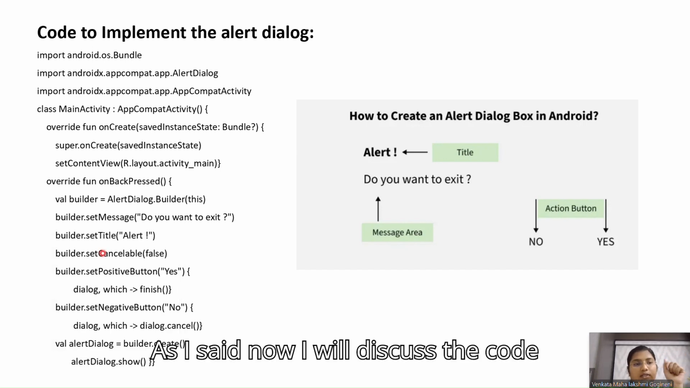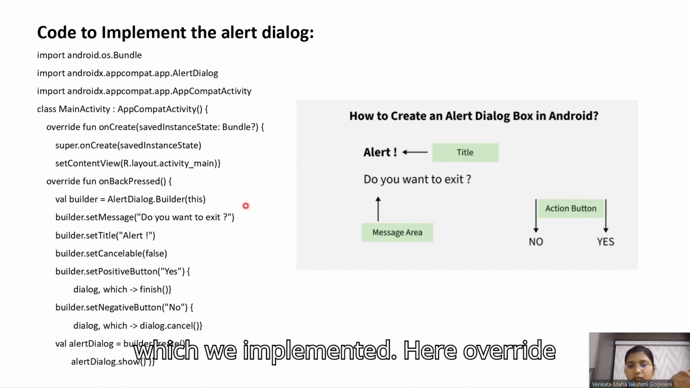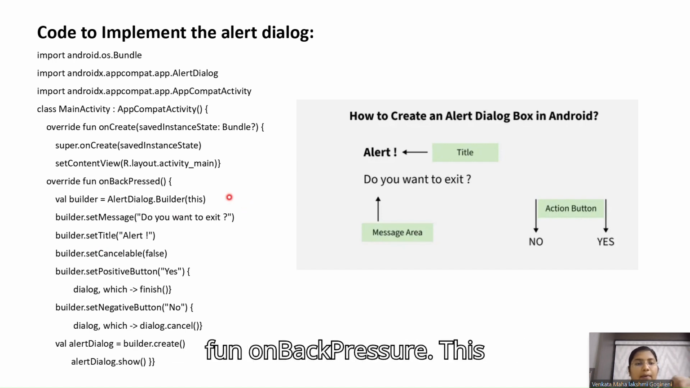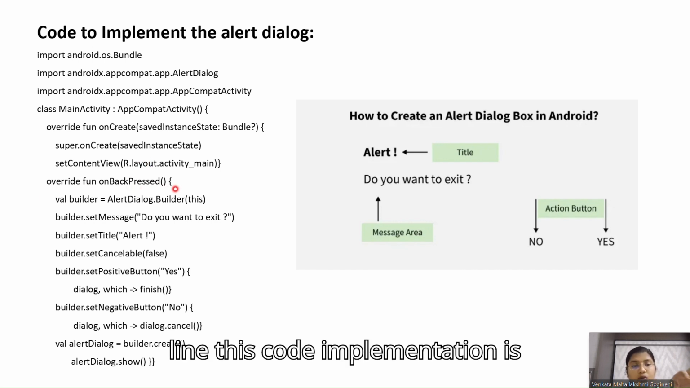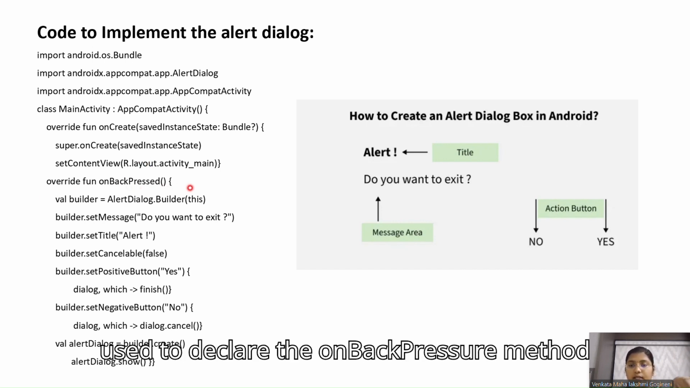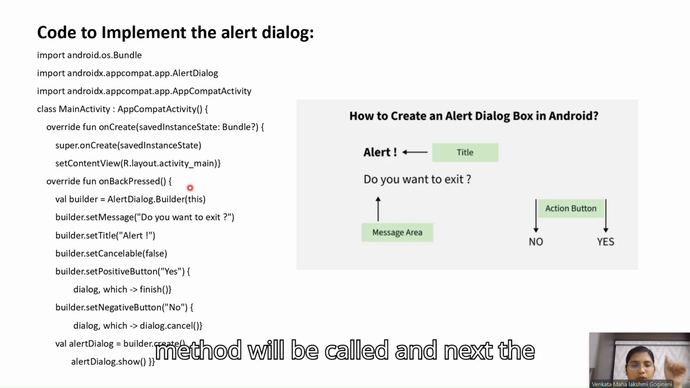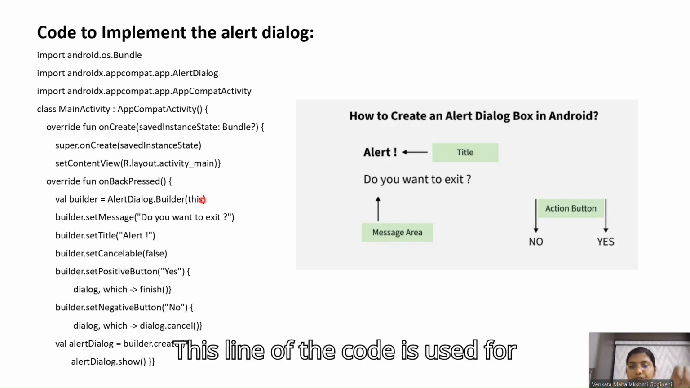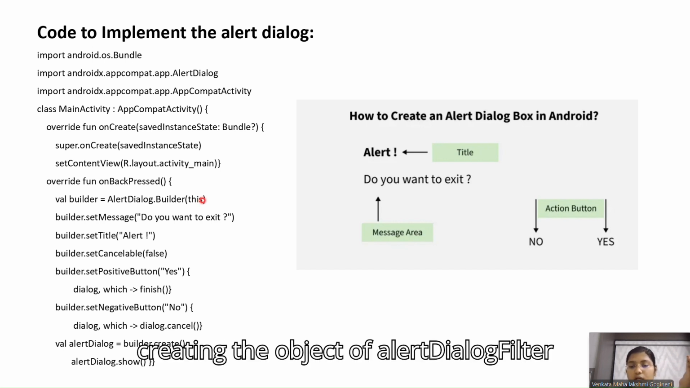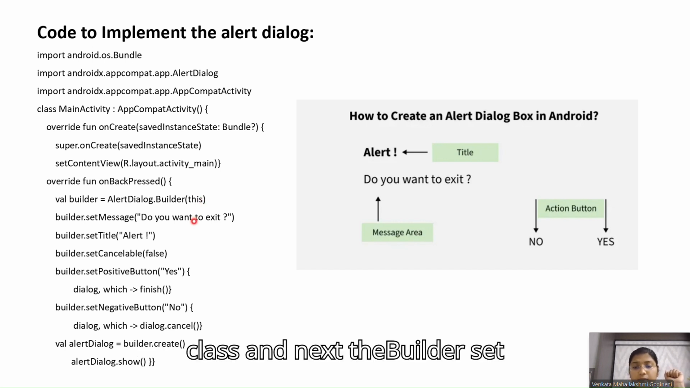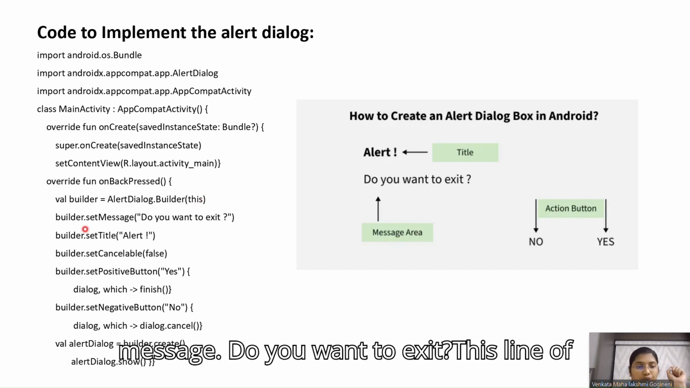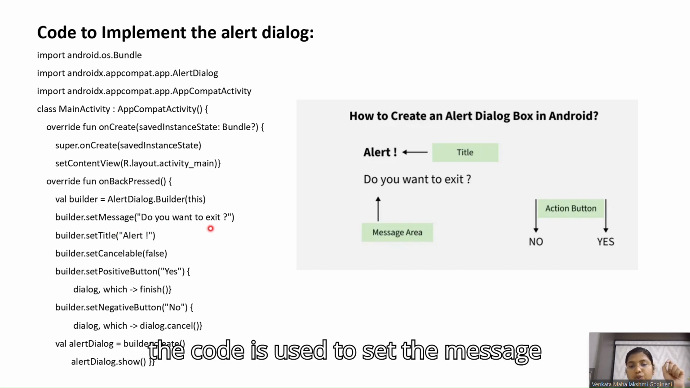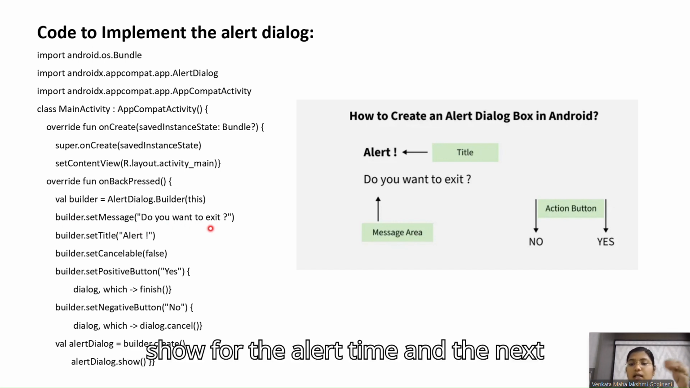So this is the code. As I said, now I will discuss the code which we implemented. Here, override fun onBackPressed. This code is used to declare the onBackPressed method. When the back button is pressed, this method will be called. And next, val builder = AlertDialog.Builder(this). This line of code is used for creating the object of the AlertDialog Builder class. And next, builder.setMessage("Do you want to exit?"). This line of code is used to set the message shown in the alert.